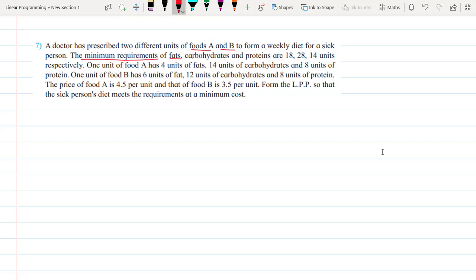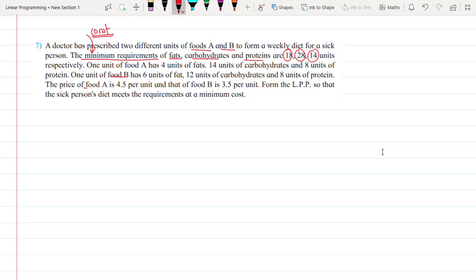of fats, carbohydrates and proteins are... minimum requirement means these are our constraints. Remember, whatever comes, minimum or maximum, we will have constraints on that. So fats, carbohydrates and proteins are what? 18, 28 and 14 units respectively. 1 unit of food A has 4 units of fats, 14 units of carbohydrates and 8 units of protein. For B we have 6, 12 and 8 respectively.